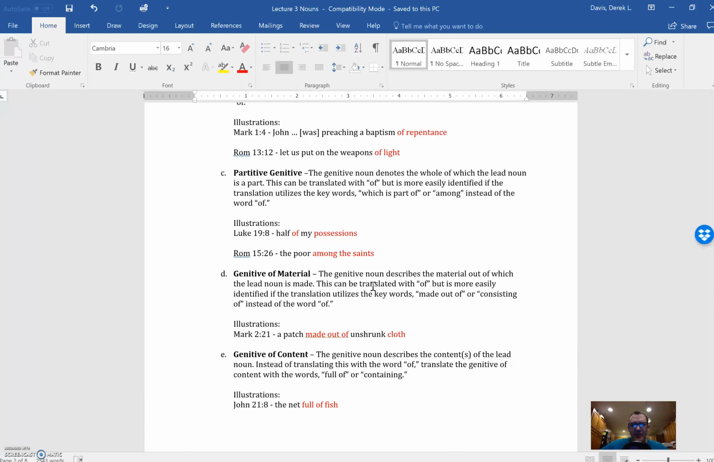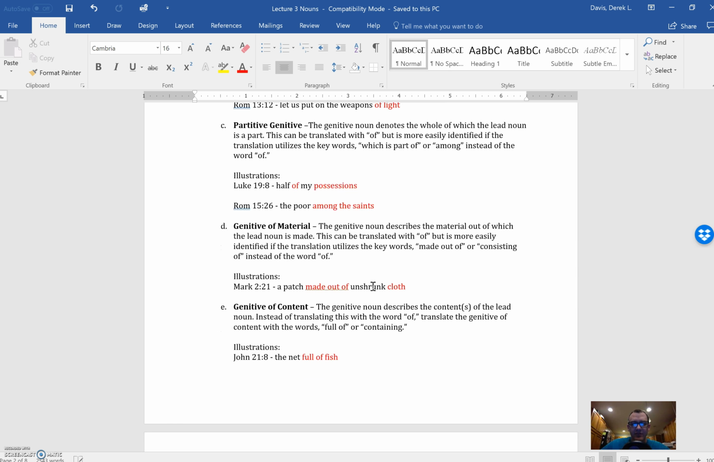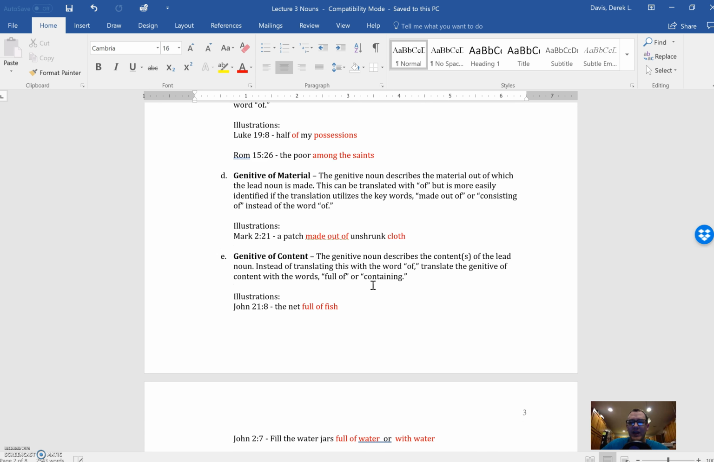Okay, that one's fairly simple. The partitive genitive, this "of" could be replaced by "which is part of" or "among." Half of my possessions, that is half among my possessions, the poor among the saints. So the poor of the saints, or the poor which are part of the saints, is how you would understand that. It's telling you a part of a whole. So the whole is the saints, the poor is a part of the saints.